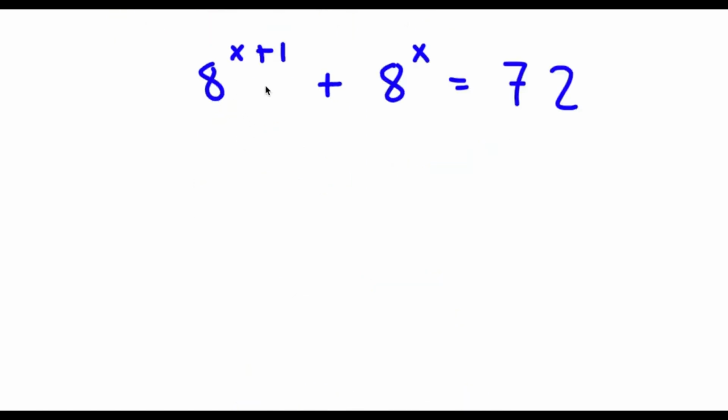Alright, so I have 8 to the power of x plus 1 plus 8 to the power of x is equal to 72.